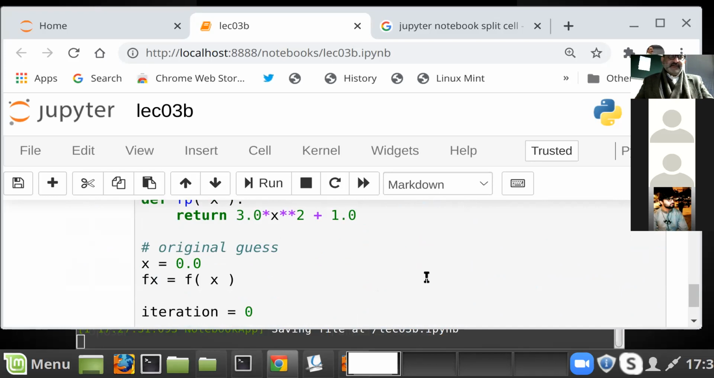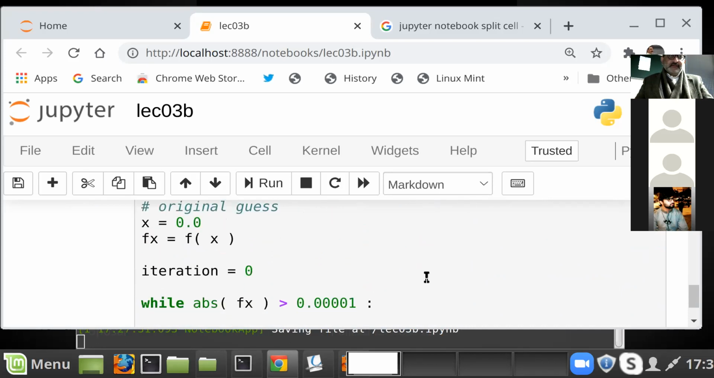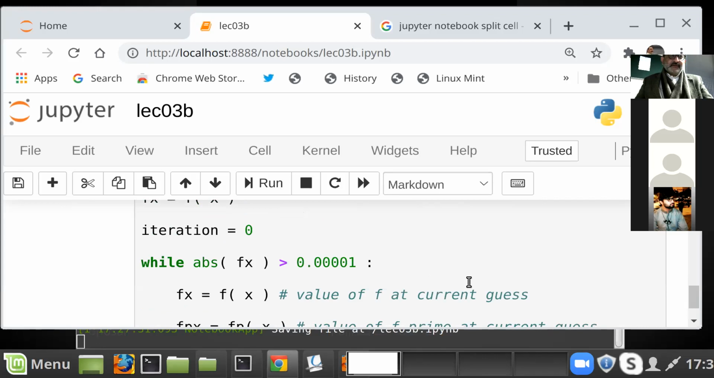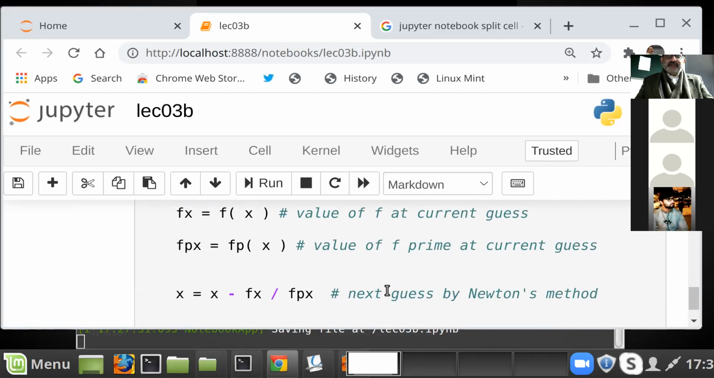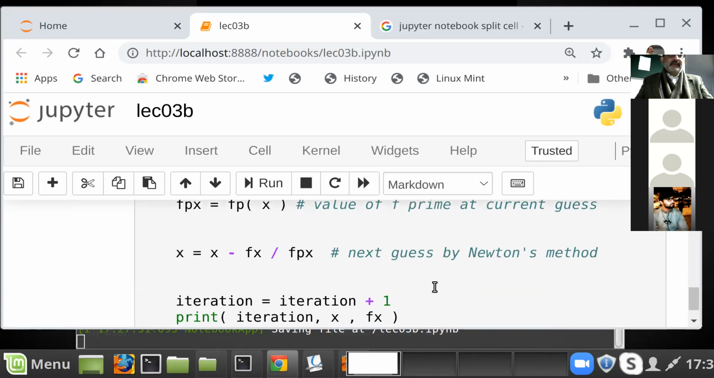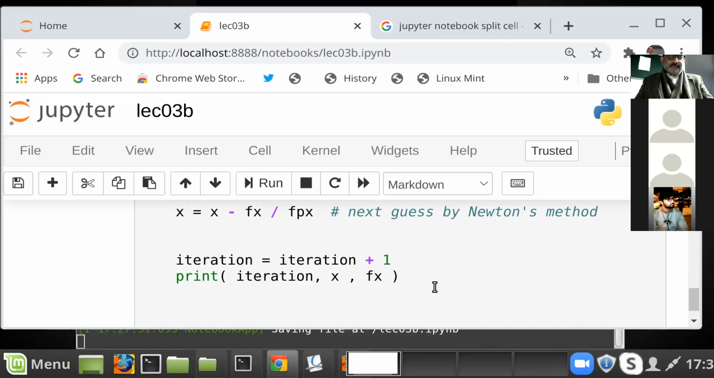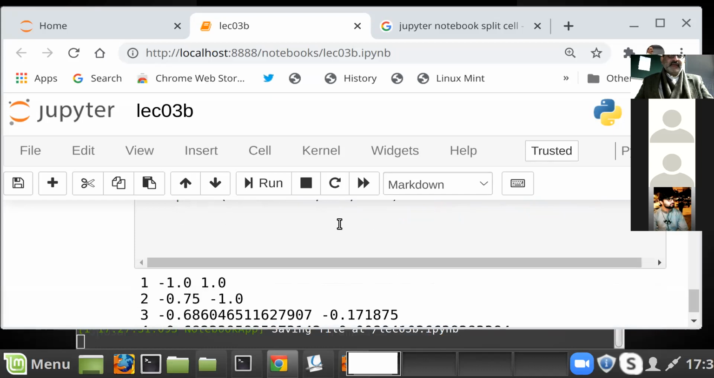Okay, I'm going to start with an initial guess at x equal to 0. And I'm going to use the terminology that fx means f of x, starting with the 0th iteration. So while the absolute value of f of x is bigger than 10 to the minus 5, which is my tolerance, fx equals f of x, fp of x, the derivative, is fp of x. And now the updated guess is x equals x minus f of x divided by fp of x. Let's keep track of how many iterations we need. And we're going to print the iteration, the approximation, and the value of the function.